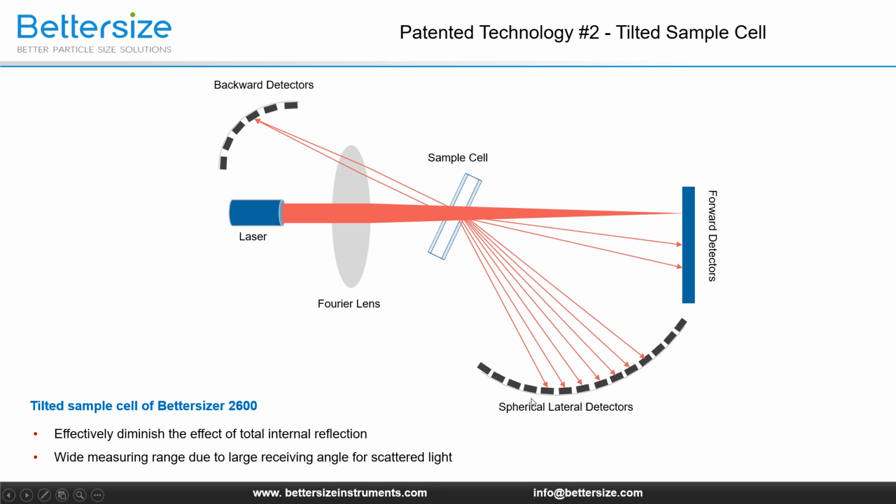Compared with the traditional approaches, such as adjusting the position of the detectors or laser source, the tilted sample cell technology is an innovation. This technology effectively diminishes the effect of TIR, and it leads to a wide measuring range due to the large receiving angle of scatter light.